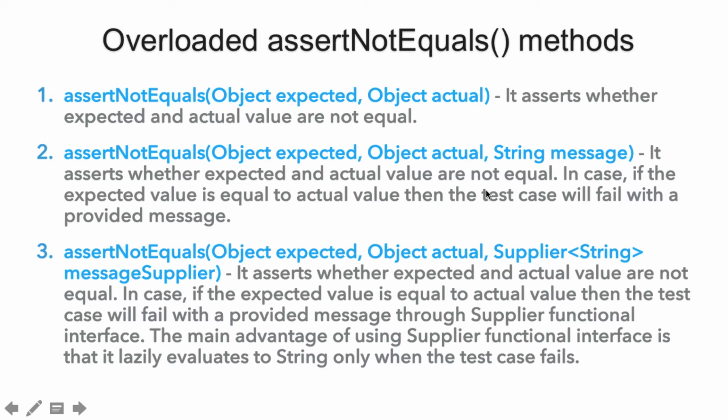You can see in the second overloaded method we have this string message, but in the third overloaded method we have this functional interface which supplies a string. The only advantage of this Supplier functional interface is that it gets lazily evaluated only when the test case fails. But here this string message gets evaluated every time, whether the test case passes or fails.